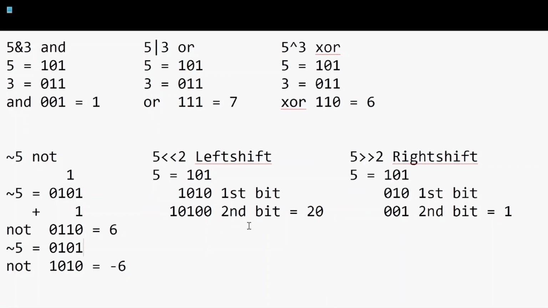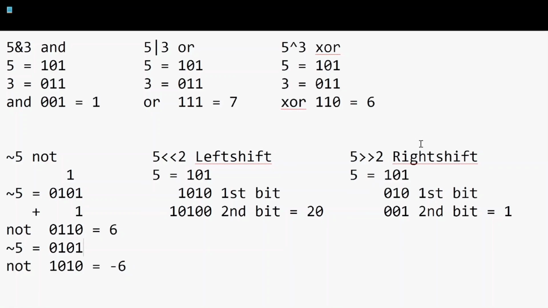Now by shifting the second bit, 10100, we'll add a second 0 at the end. So these two zeros are added by 2 bit shifting. So 101 is equal to 5, and by 2 bit shifting 10100 is equal to 20 in decimal. So 5 left shift 2 is equal to 20 while performing the left shift operator.